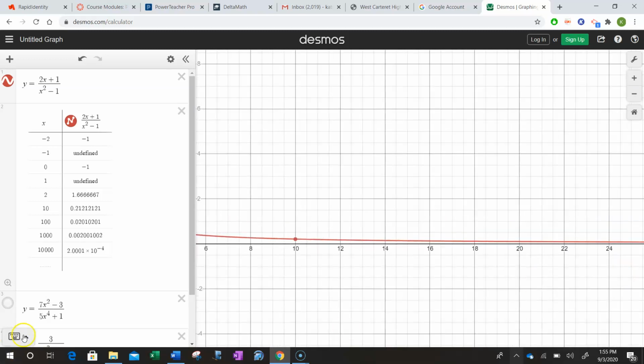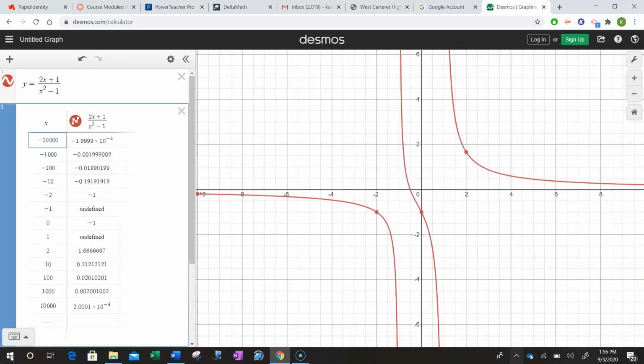And we can do the same thing for the left side. Let me drag this back real quick. So we notice as we go towards negative infinity, and we look at bigger negative values of x, that our y values are also getting closer and closer to 0. The only difference is that they're getting closer and closer to 0 from the negative side. So we can clearly see that this one would have a horizontal asymptote at y equals 0.